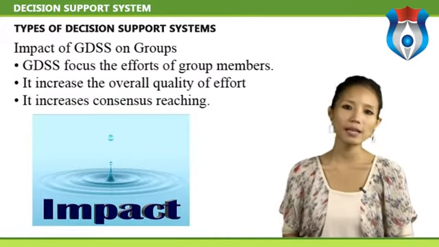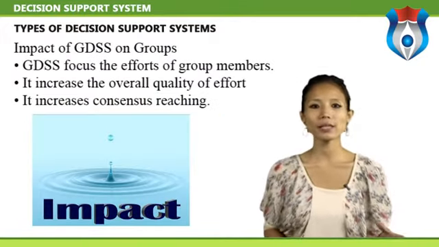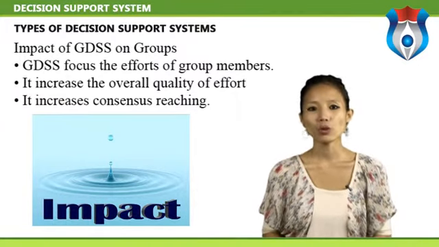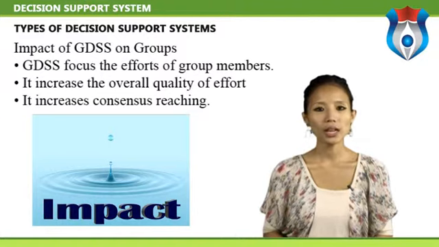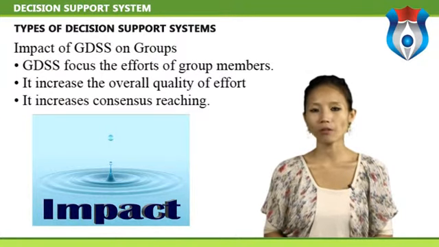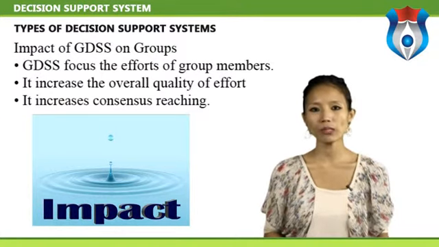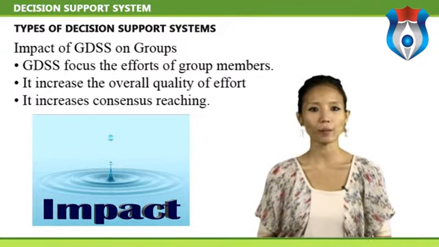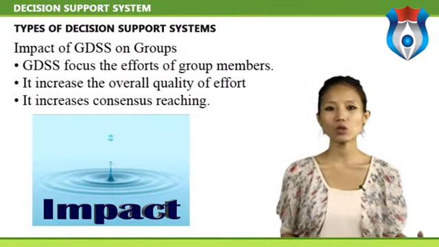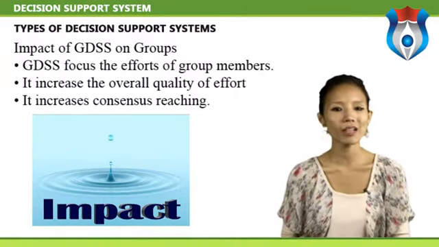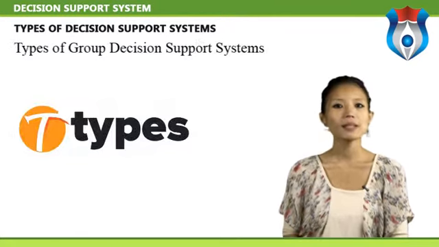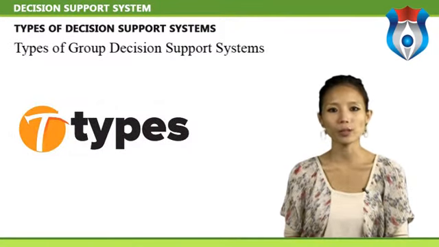Impact of GDSS on groups. GDSS focuses the efforts of group members towards a task or problem to be solved by the group. GDSS increases the overall quality of effort put into the decision process by the group. GDSS increases consensus reaching. How these impacts affect decision time is inconsistent; it depends on efforts on tasks and also on increased participation.